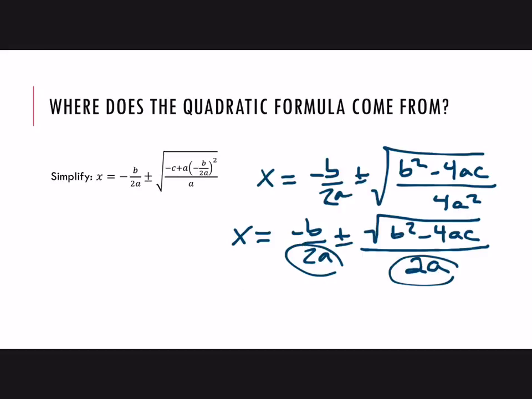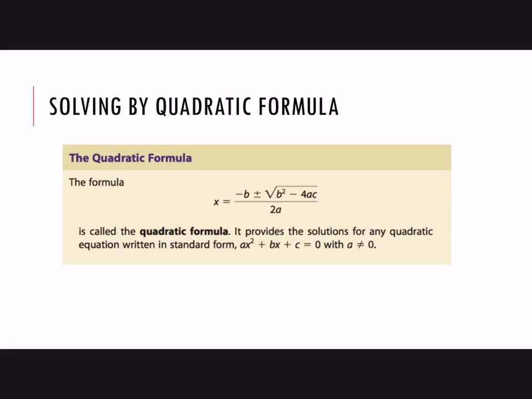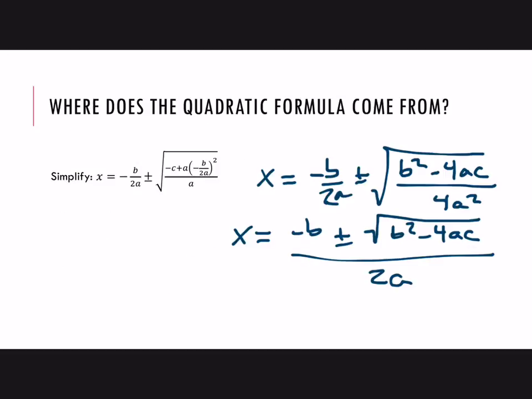And then finally, these two things have the same denominator, so I can write this as a single fraction and have everything divided by 2a. And there it is. There's the quadratic formula. Pretty neat. All right, so basically, to summarize, if we were to take this standard form equation and just solve using square roots, and I would need to find h and k in the process and write them in terms of a, b, and c, etc. I do a lot of rearranging, a lot of simplifying, and eventually I come up with the quadratic formula.